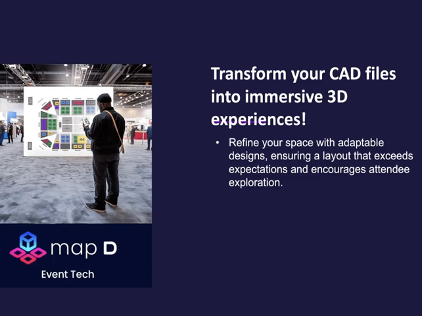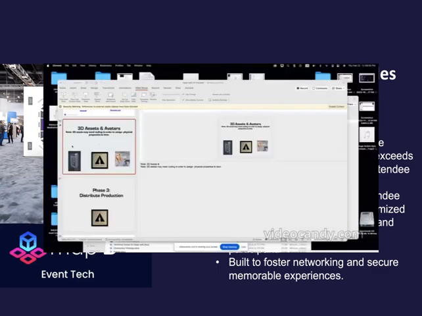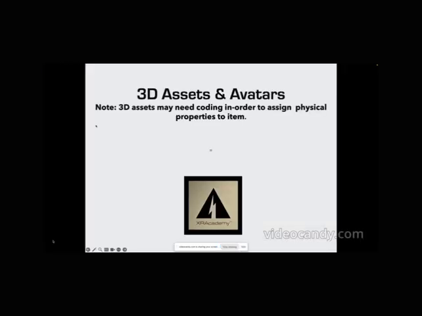You can redefine your space with adaptive designs, ensuring a layout that exceeds expectation and encourages attendee exploration. You can experience the simplicity of attendee sign-up, complemented by customized badging, ensuring a welcoming and organized experience. And then finally, MapD is built to foster networking and secure, memorable experiences. 3D assets and avatars. Note: 3D assets may need coding in order to assign physical properties to them.